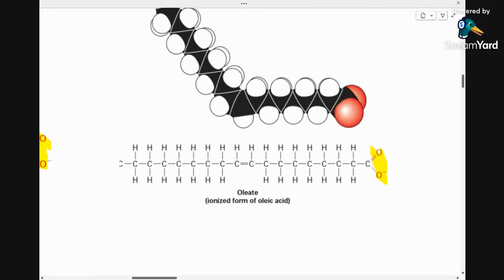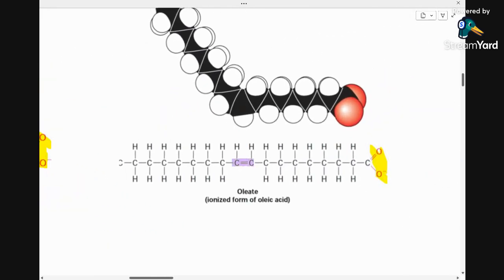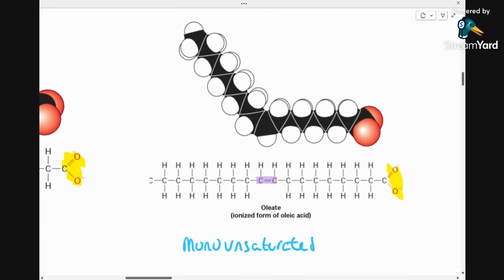If we look over here, you can see we've got a carbon-carbon double bond. These carbons are not making 4 bonds to 4 separate atoms, so it is unsaturated. And because we only have 1 of them, it's called a monounsaturated fatty acid. The importance of being unsaturated, i.e. having a carbon-carbon double bond, at least 1 of them, is shown here really nicely.